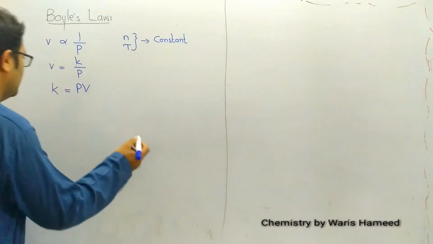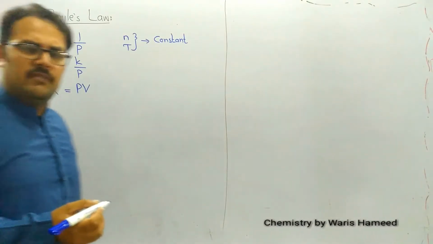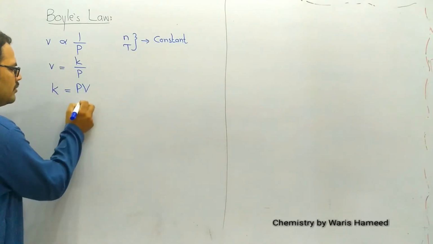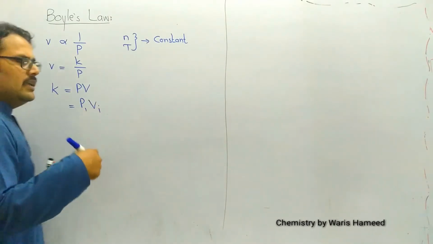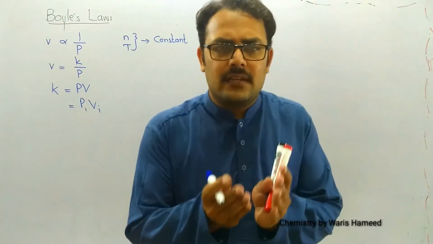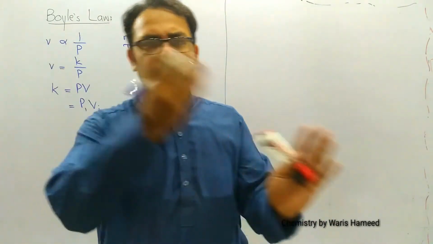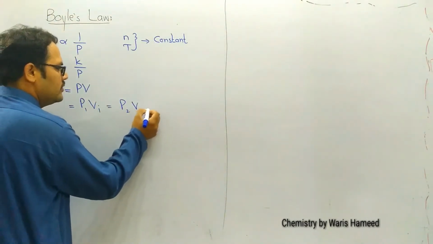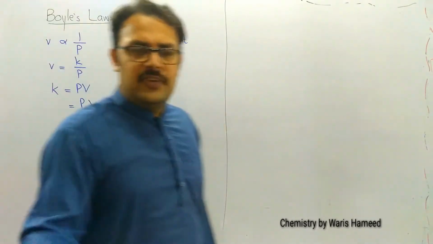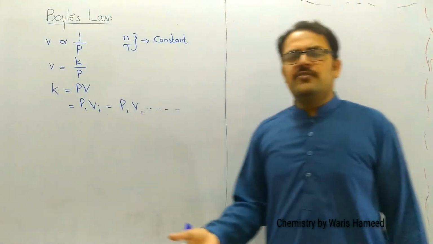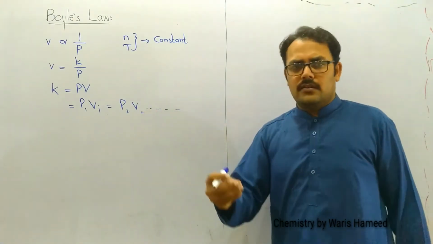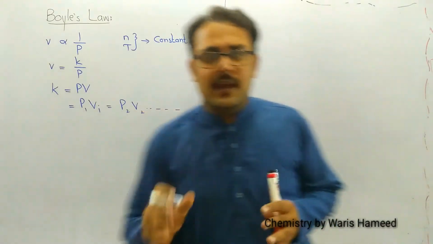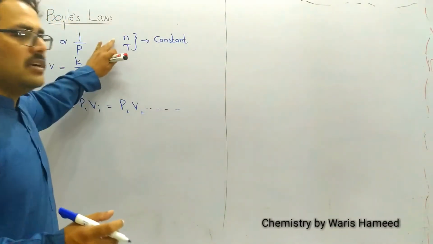If we have a cylinder having pressure P1 and a volume V1, we can write it as P1 V1, and in the next moment we change its pressure from P1 to P2, then we can write P2 V2, and so on. For P3 V3, P4 V4, we can say that the constant K will have the same value for all these conditions at constant temperature and at constant number of moles.